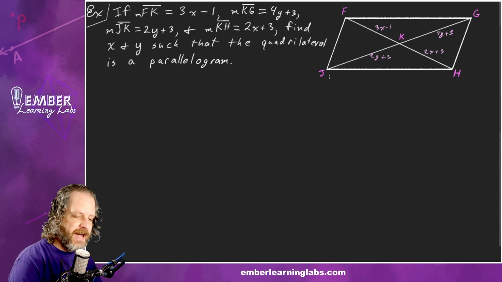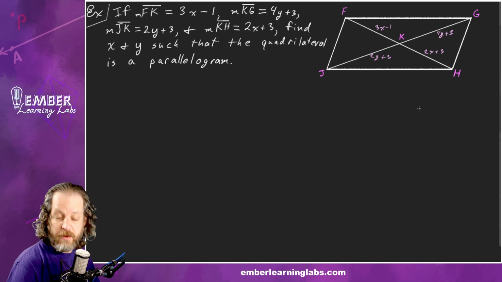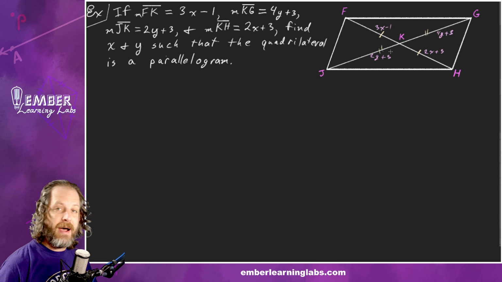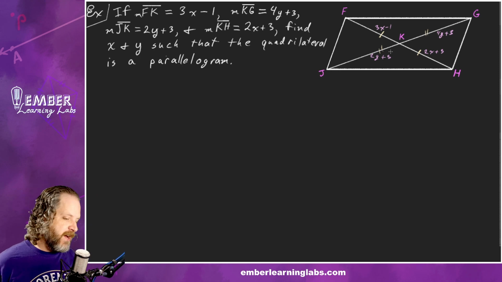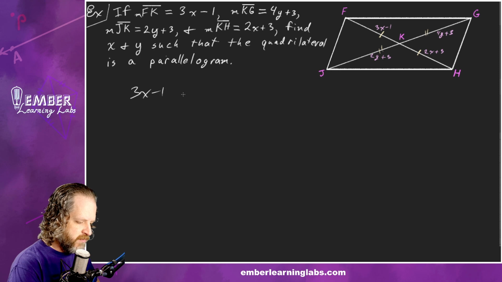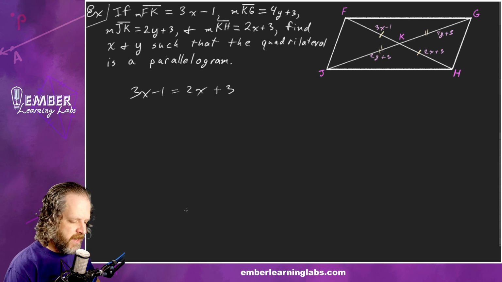So these have to bisect each other in order for this to be a parallelogram. That's the condition we're trying to meet, which means that this guy's got to be congruent to that guy, and this guy's got to be congruent to that guy, because that's the definition of bisector, right? And they bisect each other. So these are pretty easy. This one's not that difficult at all. This is congruent to that, so we set this equation: 3x minus 1 equals 2x plus 3.